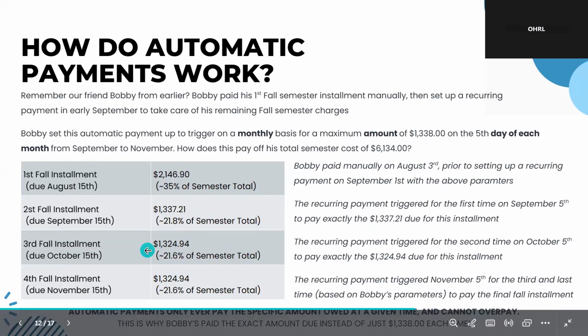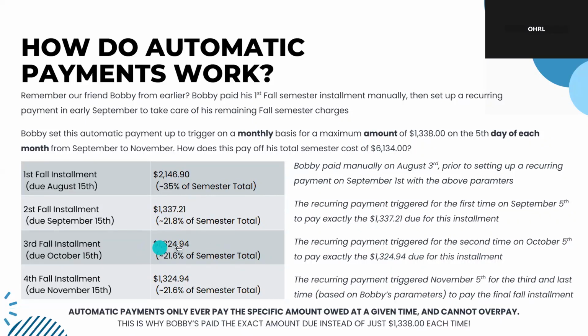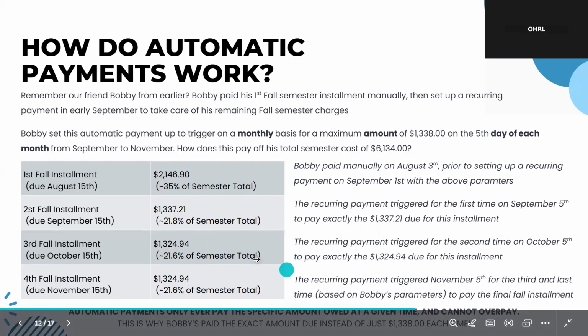Third fall semester installment, that's going to look largely the same, triggered for the second time on October 5th to pay exactly the $1,324.94. Again, note that this is just due to how the percentages break down, to pay exactly the third installment. And this happened once again in November. We love to see it. It's grand. The recurring payment feature, very smart, triggered November 5th for the third and last time, because again, remember, he told us, don't do it after November. That's the end of the fall semester, to pay the final fall installment.